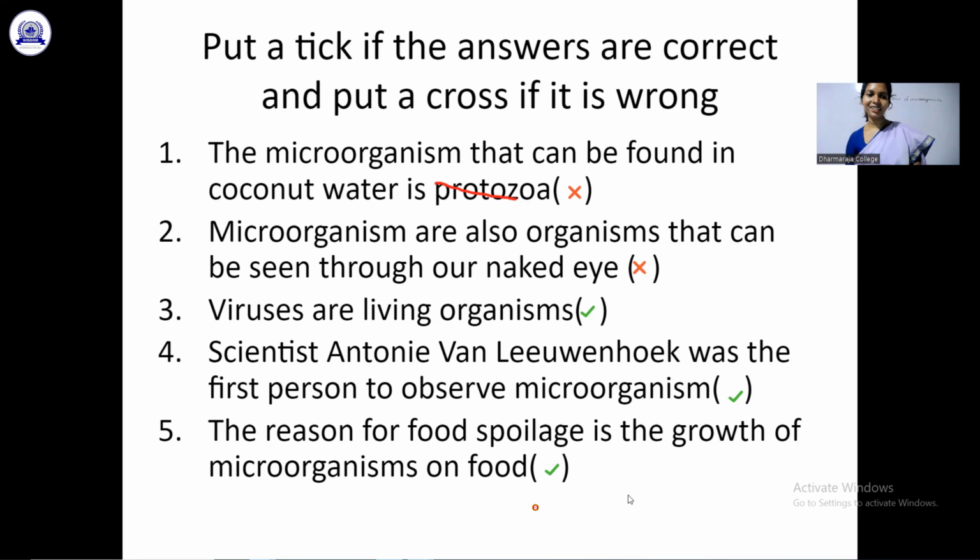It goes to your head straight away. No. And then the Anthony van Leeuwenhoek, that scientist, was the first to observe the microorganisms. So those are the two new points that you have to add into your memory regarding the lesson.